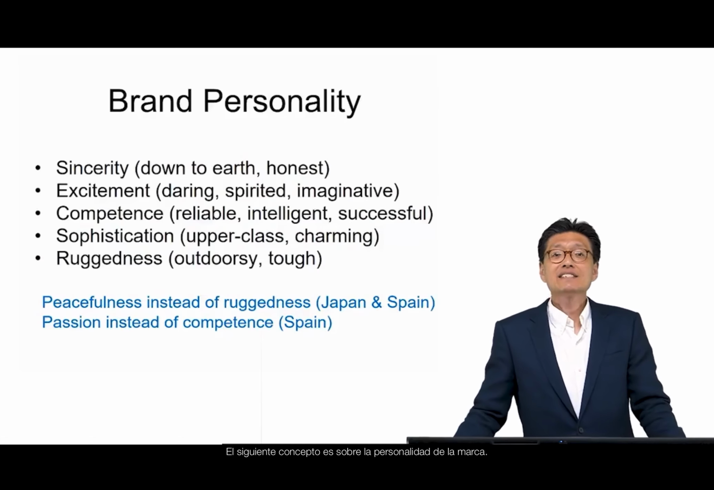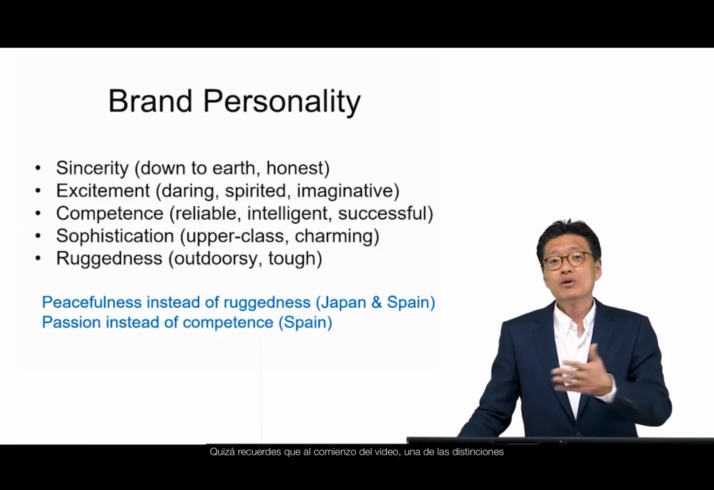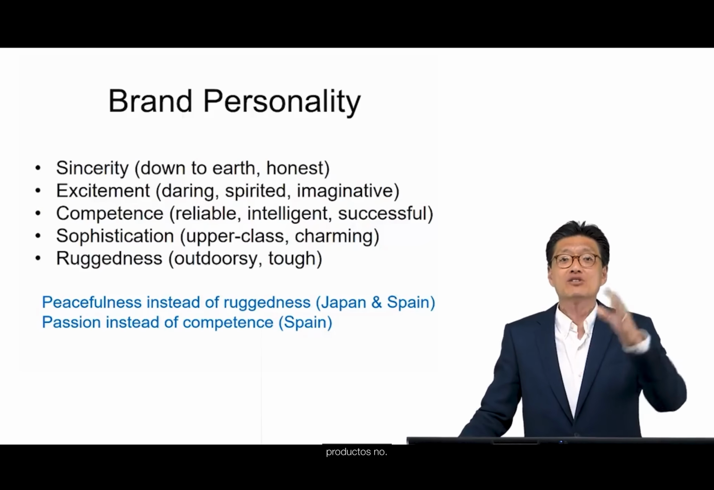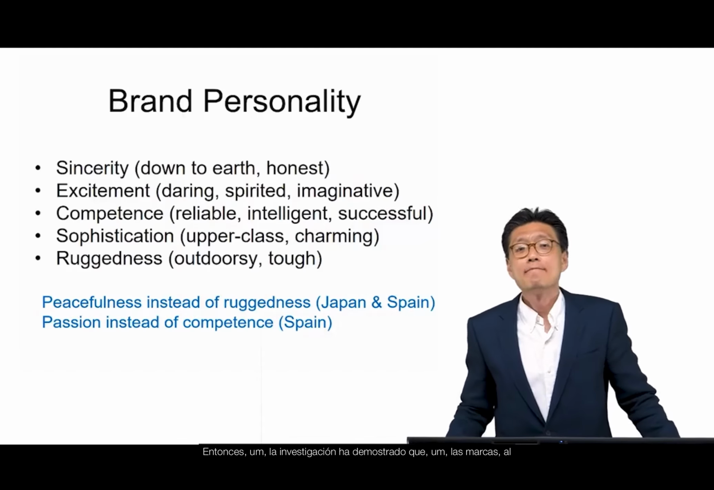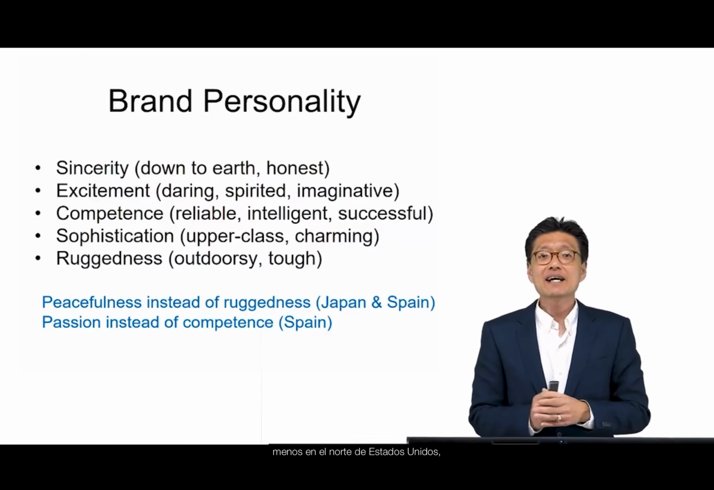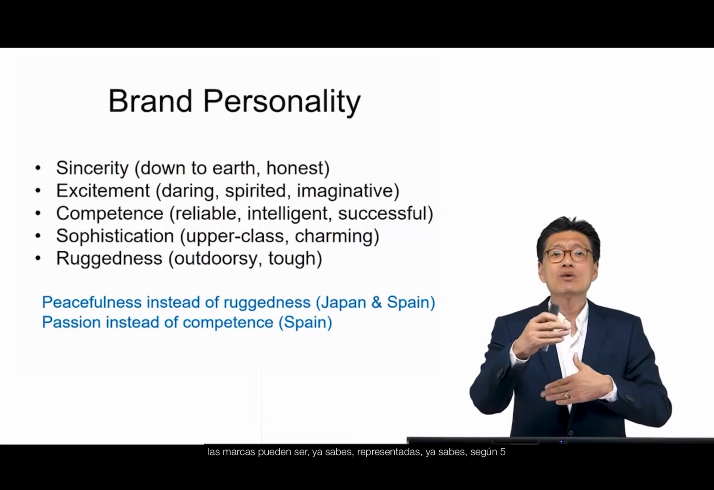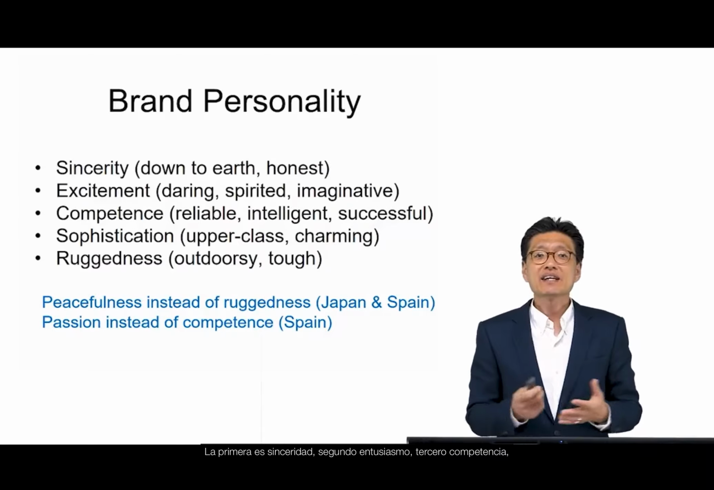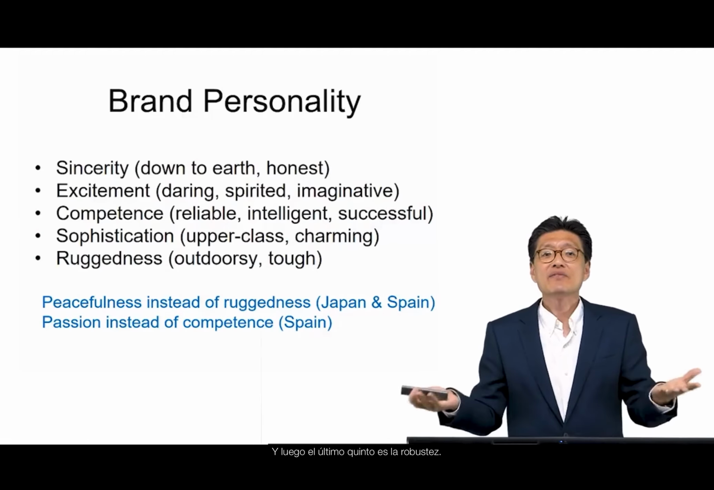The next concept is about brand personality. You may recall that at the start of the video, one of the distinctions between products and brands is that brands have personalities, products do not. Research has shown that brands, at least in the North American context, can be represented according to 5 different personalities. The first one is sincerity. Second, excitement. Third, competence. Fourth, sophistication. And the last, fifth, is ruggedness.